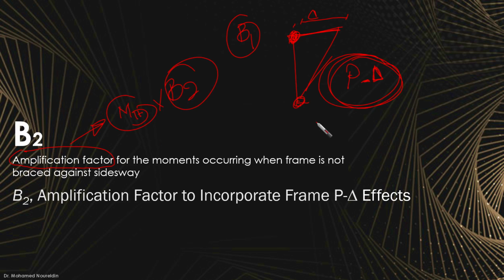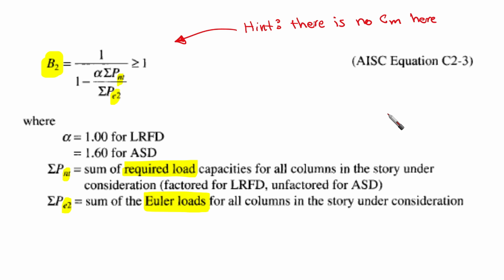So this is the amplification factor for moments occurring when the frame is not braced against side sway. This is the case for B2, the amplification factor to incorporate the P delta effect, the large P delta effect, as I said.